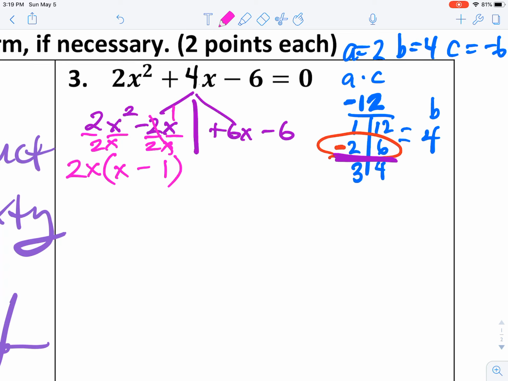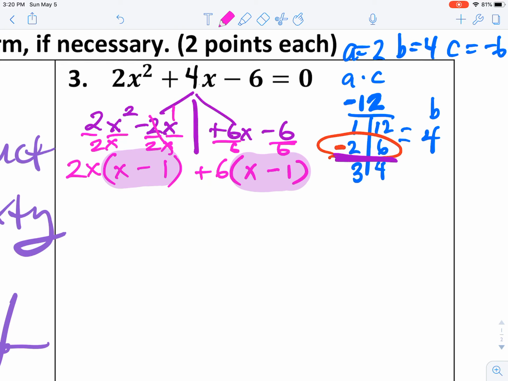Let's do the second part. The greatest common factor of 6 and negative 6 is 6. And if that front term was negative, I would factor that negative out, but in this case, we don't need to. And that's going to leave us with x minus 1. Now, hopefully you guys noticed that this and this match. That's right. That's a good sign. That means that you're probably doing something right.